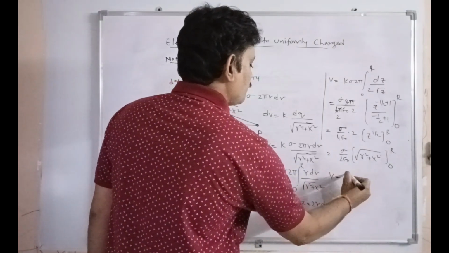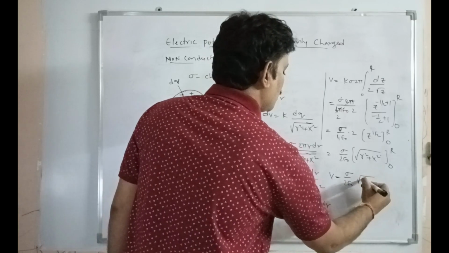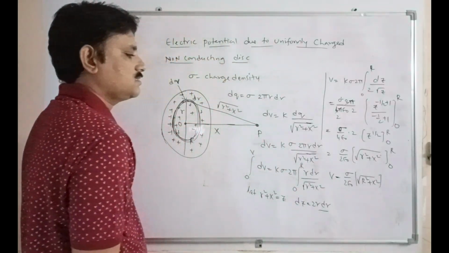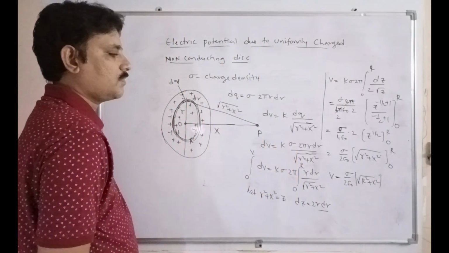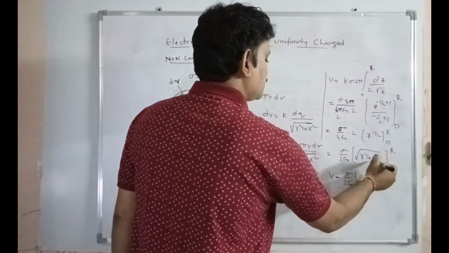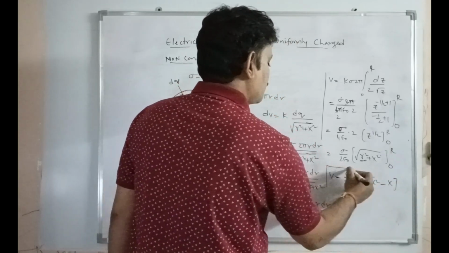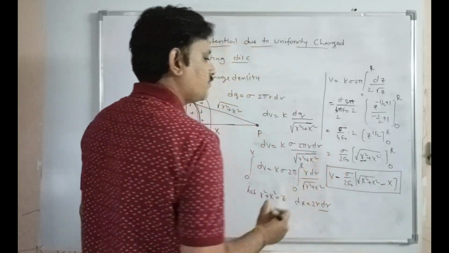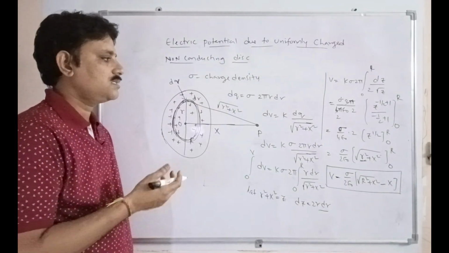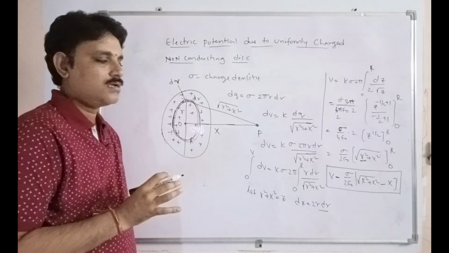V is equal to sigma by 2 epsilon naught into root r square plus x square, that is, in place of small r substitute capital R, and next minus, in place of small r substitute 0, minus x. This is the potential due to a uniformly charged disk. Okay students, this is the easiest process. A little bit of integration we need to solve.